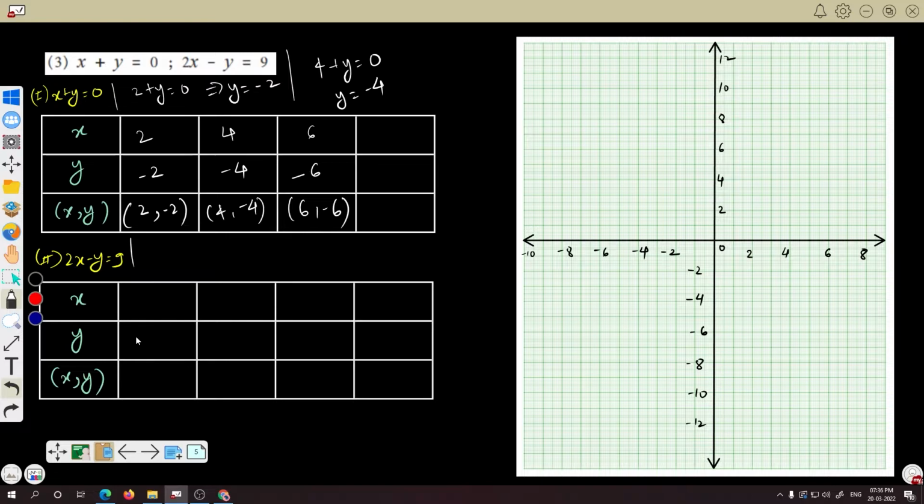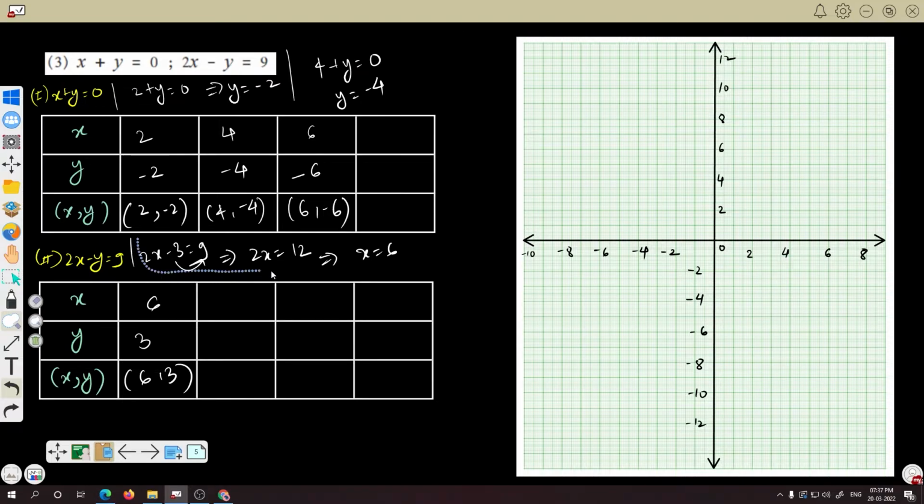In this case, if I take y as 3, the equation will be 2x minus 3 is equal to 9. This will give me 2x is equal to, minus 3 we'll shift on the right hand side. So 9 plus 3 will be 12, which means x is equal to 6. Therefore, x value is 6. So the coordinates are 6 comma 3.